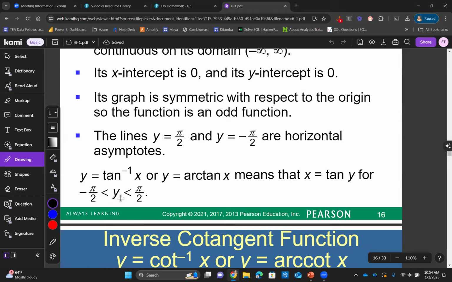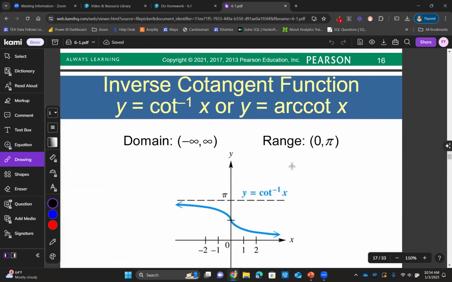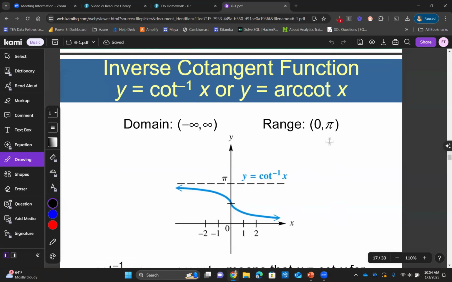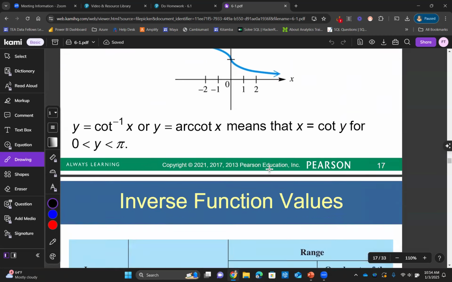And the angle will be noted as y. And the angle can only take values from negative pi over 2 to positive pi over 2, and those two endpoints are not included. Similar explanation for inverse cotangent. Domain is same as inverse tangent, but the range is now almost the same thing as inverse cosine, endpoints are not included. For this one also we have two horizontal asymptotes, pi and 0. Your graph is not going to touch 0 and pi.